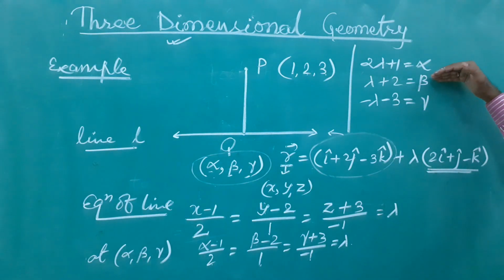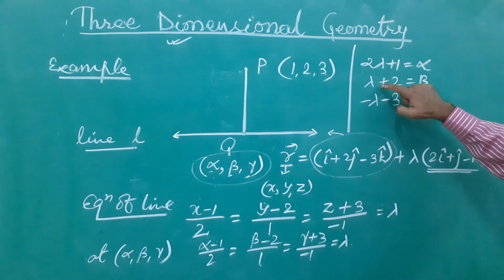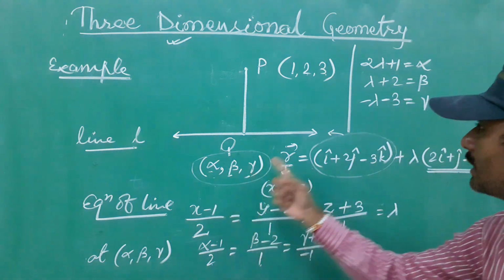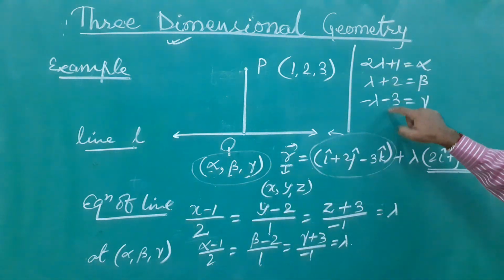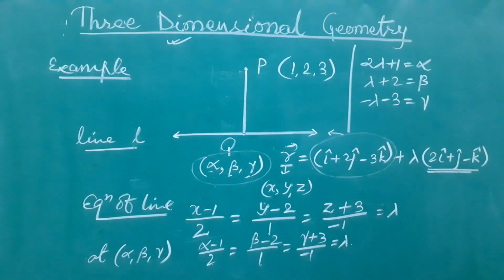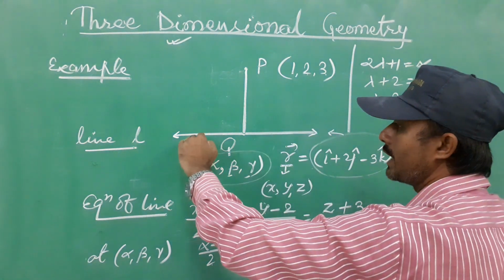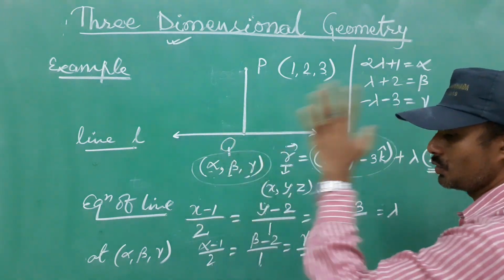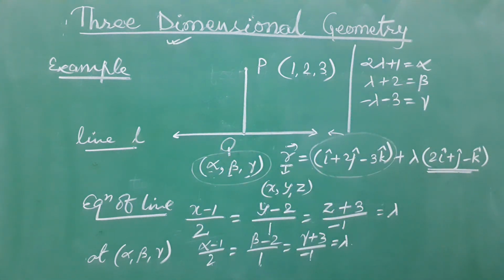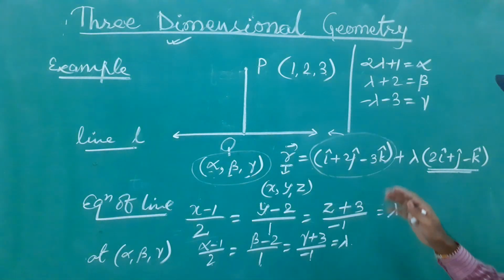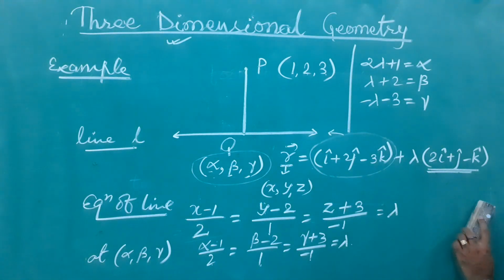So this alpha, beta, gamma now in the form of lambda. Now we can use the property PQ perpendicular to the line. So dot product will be 0. By using that dot product, we have the value of lambda.